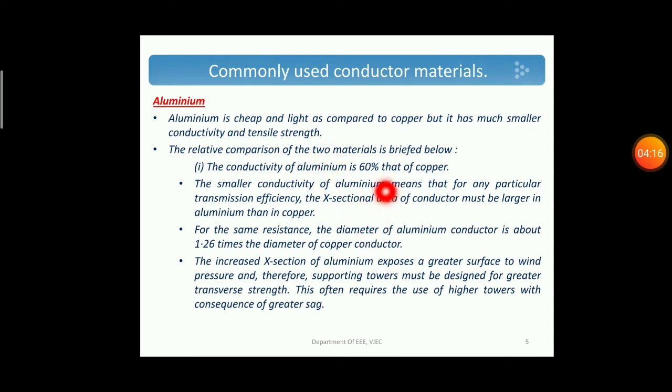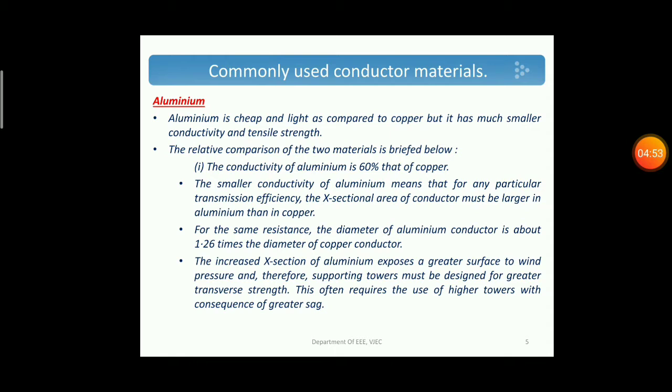Here we can show some points by comparing aluminum and copper. The conductivity of aluminum is 60% of that of copper. Smaller conductivity means that for a particular transmission efficiency, the cross-sectional area of an aluminum conductor will be more than copper, and for the same resistance, the diameter of the conductor is about 1.26 times the diameter of a copper conductor. So it increases the area of cross section of the aluminum conductor.